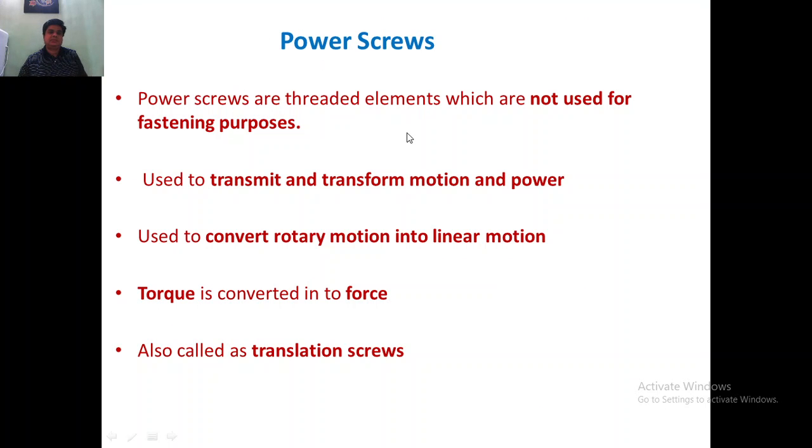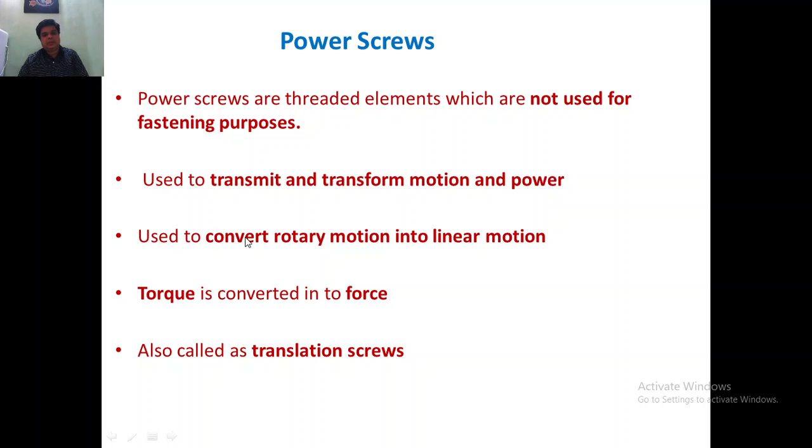So power screws, as we saw just now, are threaded elements, but they are not used for fastening purposes. For fastening we have the threaded fasteners: nuts, bolts, screws. These power screws are used to transmit or transform the motion or the power or the force applied. How this transmits the motion or power, we will see in the next few minutes.